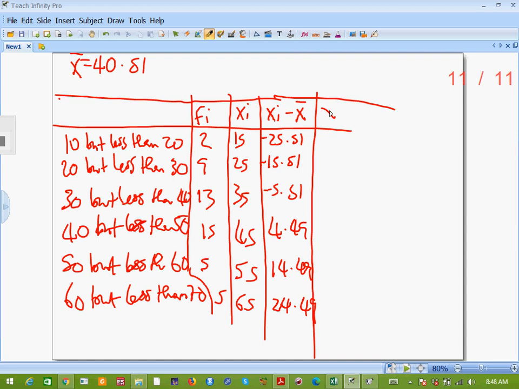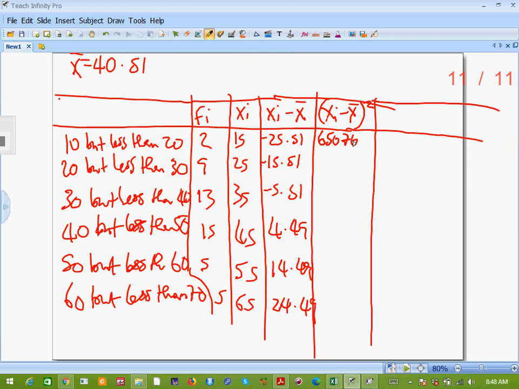Okay, then we are going to have xi minus x bar squared. That is just squaring the values that we have found there. So we have 650.76, then 240.56, 30.36, 20.16, 209.96, and 599.76.